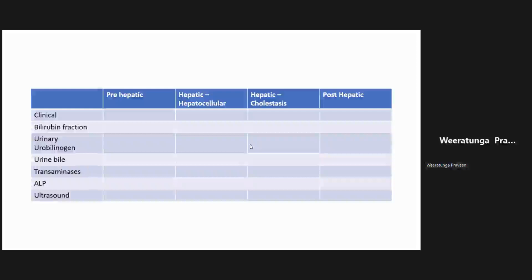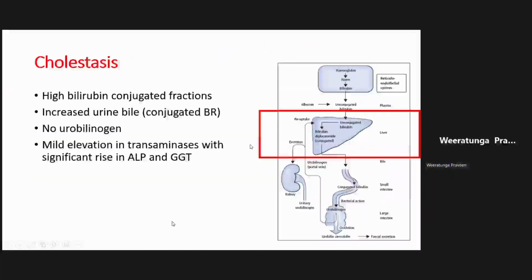And for each of these, you need to know the clinical differences: what type of bilirubin is elevated, what happens to urine urobilinogen, urine bile, transaminases, ALP, and what happens in the ultrasound scan. Please revise that, it's very important for the long case and important for MCQs. So let's go through the MCQs and try to discuss and remind ourselves of some of these concepts.